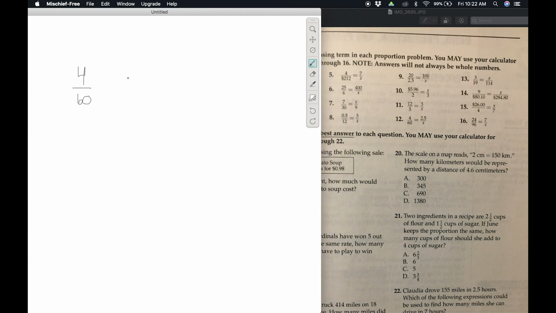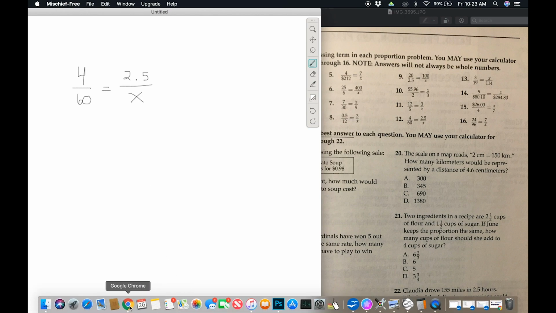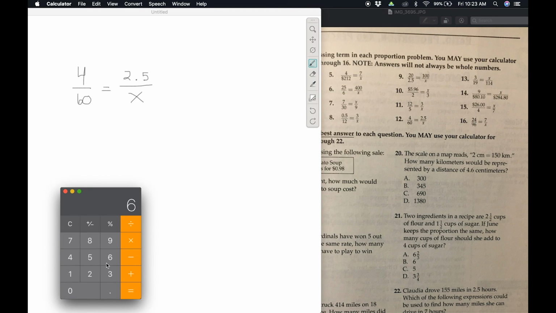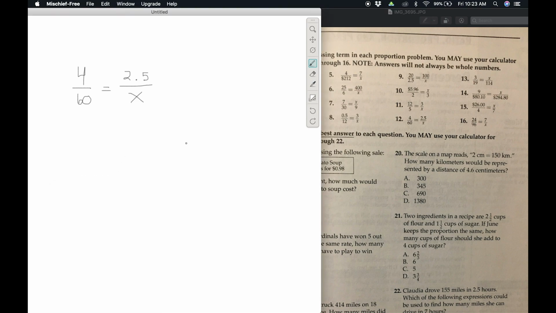4 over 60 equals 2.5 over x. Okay. Here's 60. We haven't done multiplication with a decimal yet, so I'll just do that for you guys written out. So 60 times 2.5, okay?